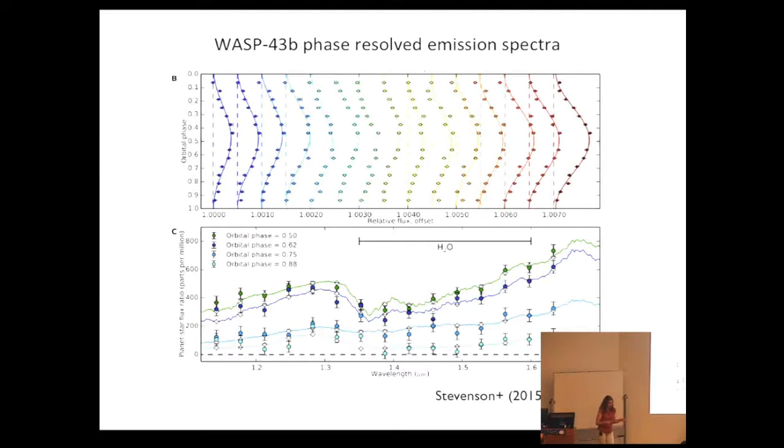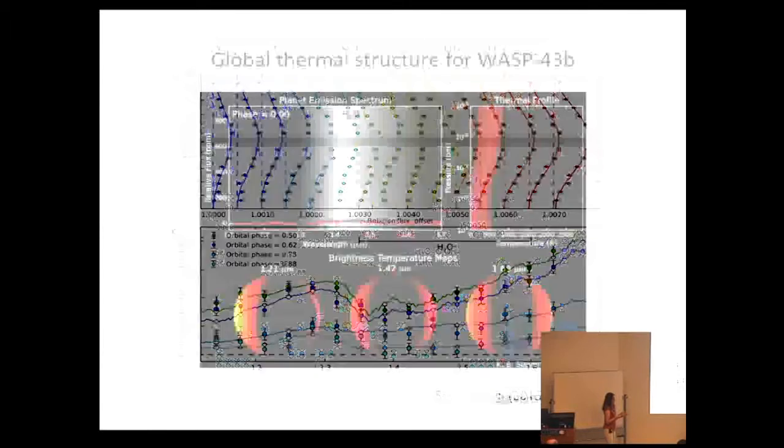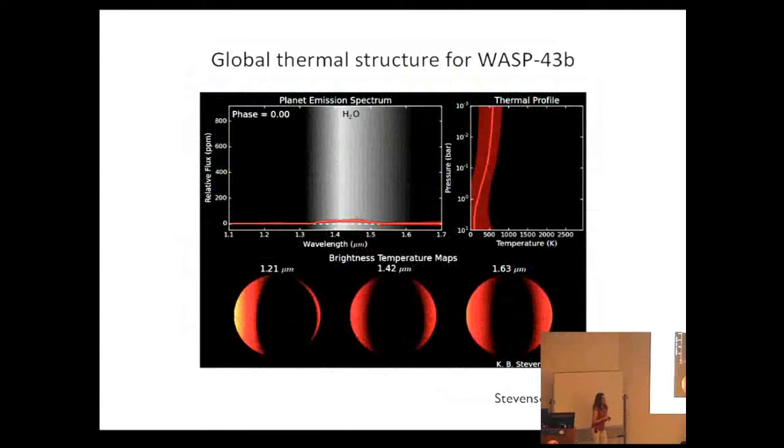But the really powerful aspect of this data set, I could talk about this for an hour, but because I have how many more minutes? Like 5? A couple. 5.5. Okay. The real advantage of this type of data set is that you can use it to constrain the planet's global thermal structure. And I have a movie to illustrate this here.